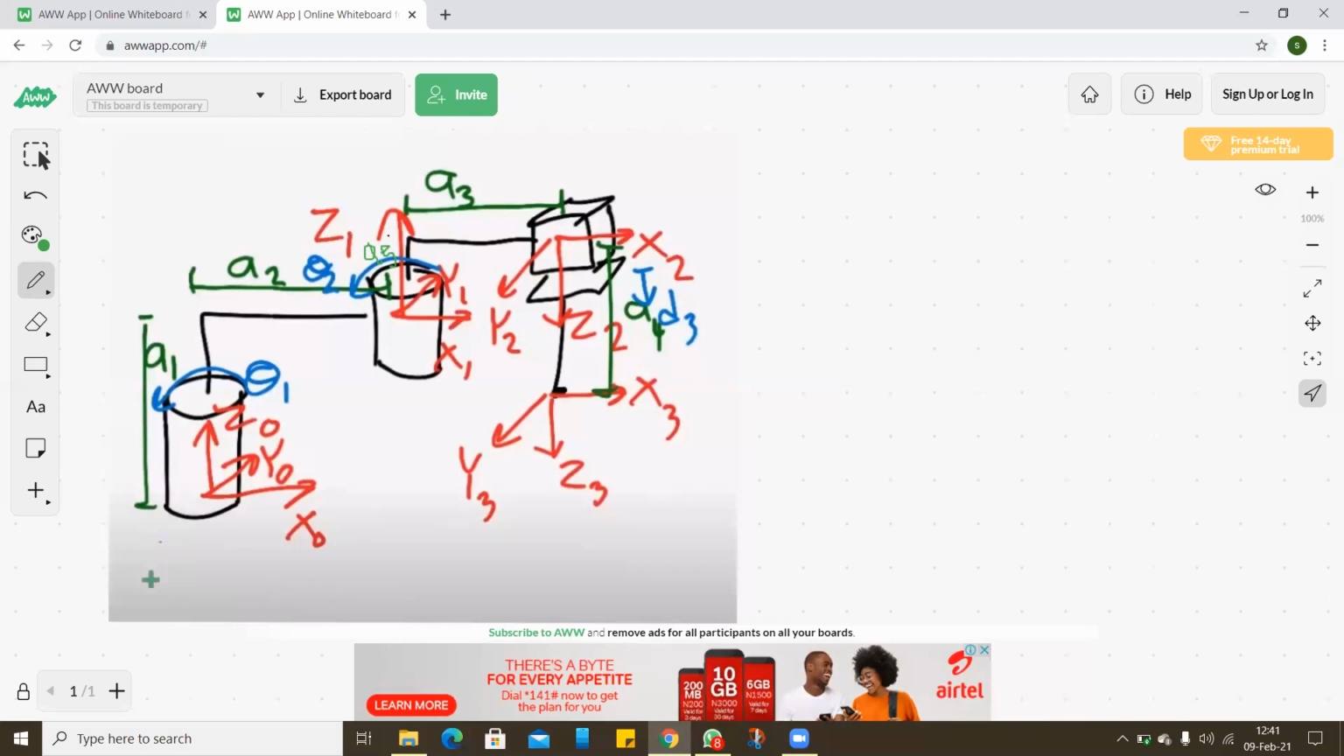So the first thing we need to do is to label the frames. This is frame 0, this is frame 1, this is frame 2, and this is frame 3.